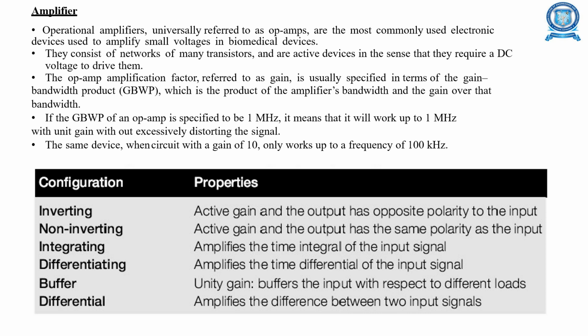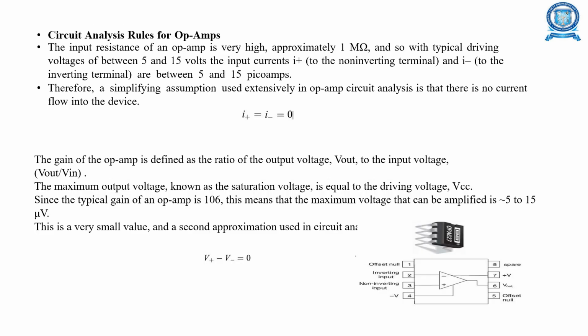Inverting is active gain and the output has opposite polarity to the input. Non-inverting is active gain and the output has the same polarity as the input. Integrating means it amplifies the time integral of the input signal. Differentiating means it amplifies the time differential of the input signal. Buffer, that is unity gain, buffers the input with respect to differential loads. Differential means it amplifies the difference between two input signals.